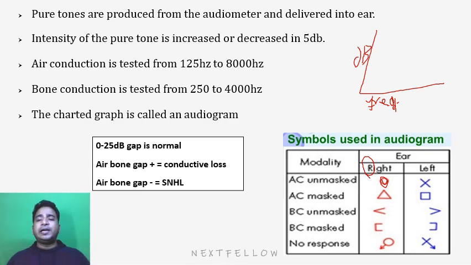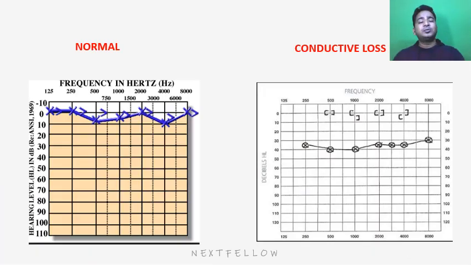Let's get a proper idea by means of diagrams of the pure tone audiometry or audiogram. So this is a normal audiogram, where you can see this is the 0 decibel. The point to remember is that 0 decibel doesn't mean zero sound. It means the level of sound energy perceived by a normal person, that is the normal hearing threshold. If I'm normal and have normal hearing, my hearing threshold will be denoted as 0.